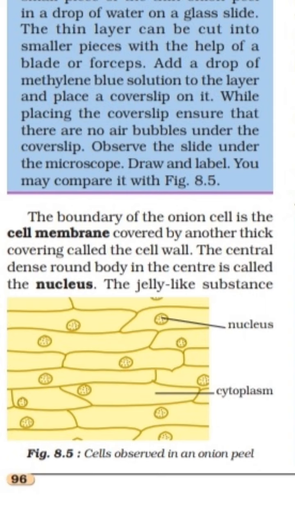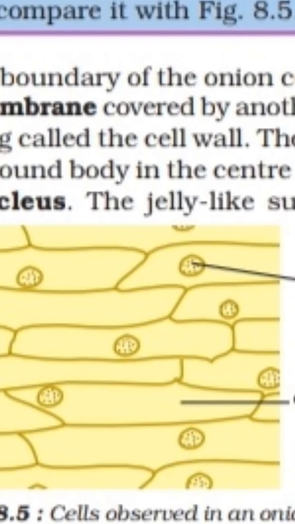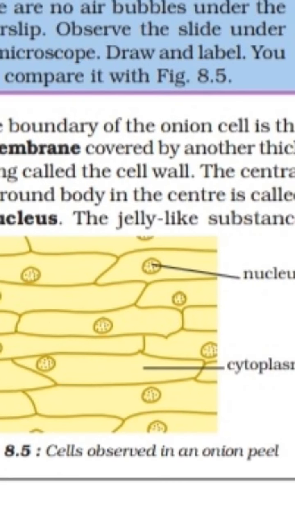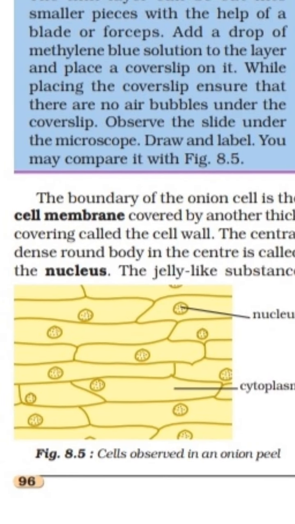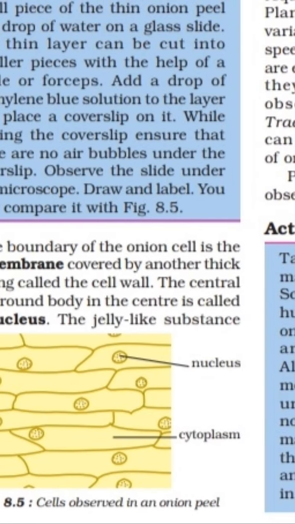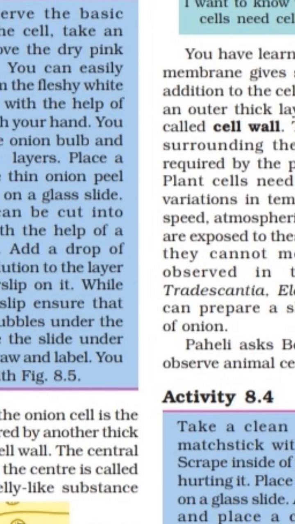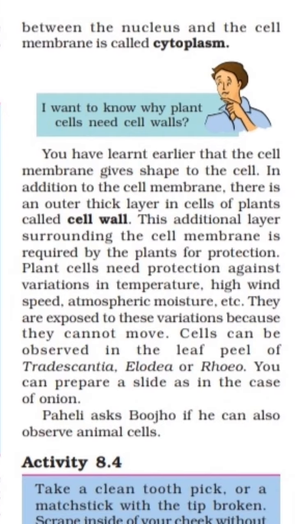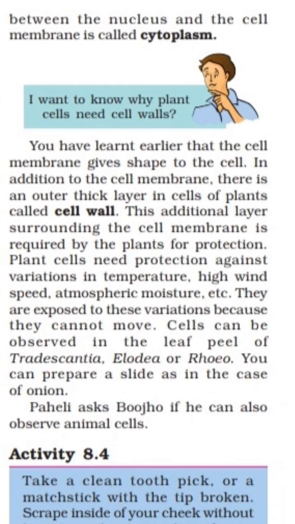The central dense round body in the center is called the nucleus. When you see one cell, in the center of the cell you can see the round body, which is called the nucleus. Some jelly-like substance will be observed between the nucleus and the cell membrane, and it is called cytoplasm.